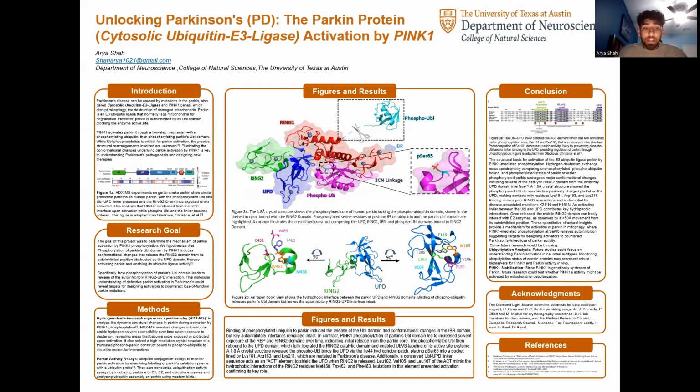In Figure 1, you can see the experiments were done on a garter snake Parkin, which is similar to human Parkin. Parkin is a protein involved in Parkinson's disease. The experiment showed that when the garter snake Parkin is activated, it undergoes similar changes to the human Parkin. One, the ubiquitin domain, which is part of Parkin, becomes phosphorylated, where phosphate groups attach to it. Then the linker region between the ubiquitin domain and the UPD domain becomes more structured and ordered. The ring 2 domain, another part of Parkin, is exposed and released from the UPD domain.